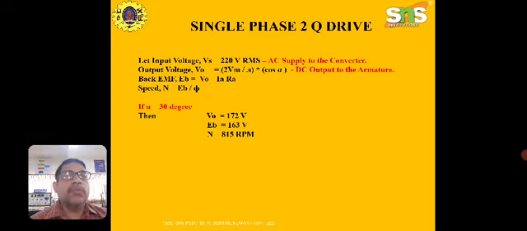The RPM is positive. Therefore, let me assume that it is forward motoring. You mean the first quadrant operation.